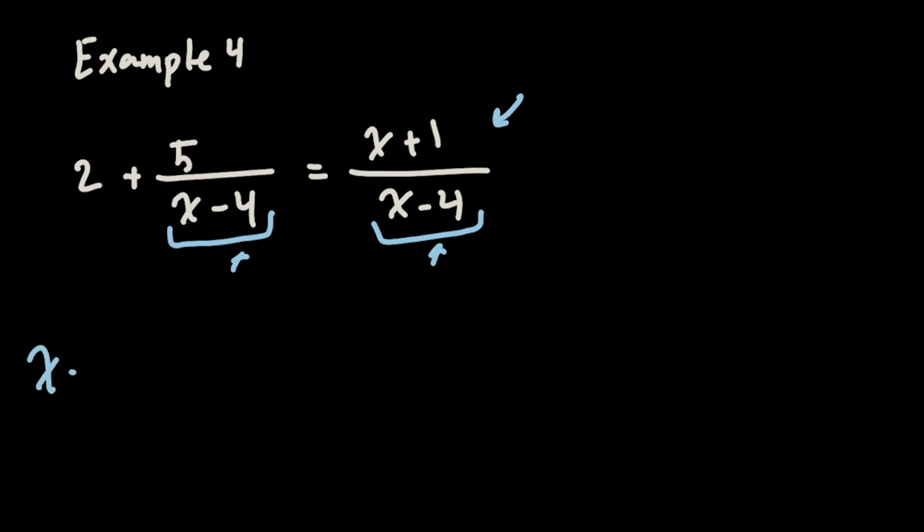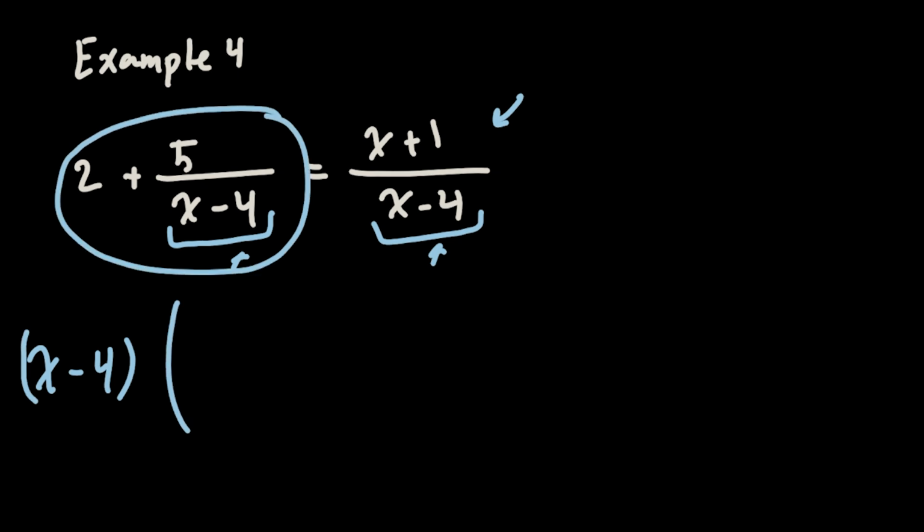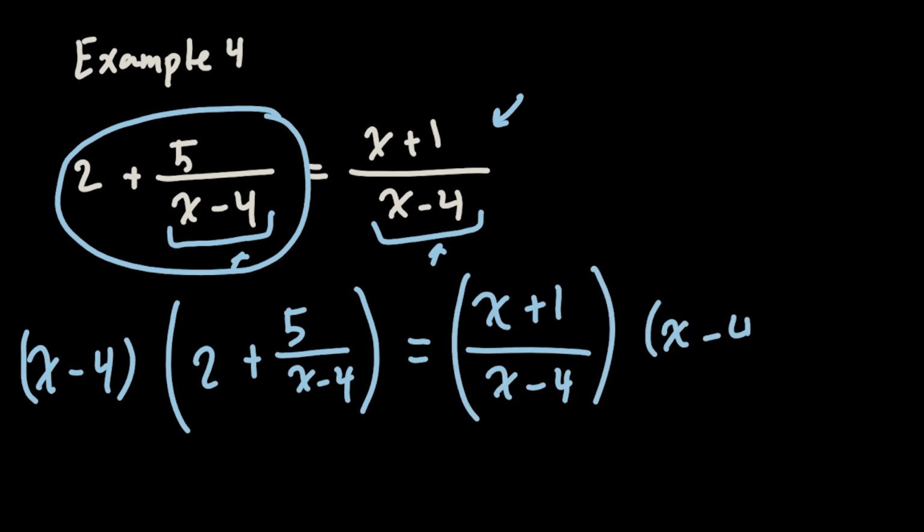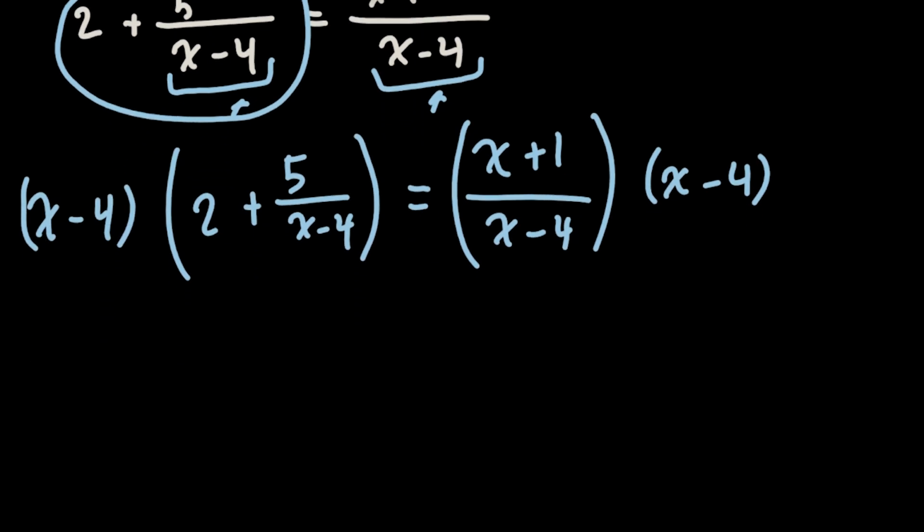So we'll have x minus 4 multiplied by this part here. So it's 2 plus 5 over x minus 4. That would equal x plus 1 over x minus 4, all of it multiplied by x minus 4. So as you can notice, this and this would be cancelled, so we'll have x plus 1, and that would equal to, we'll just distribute this.